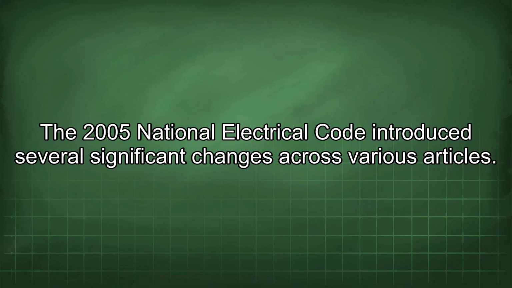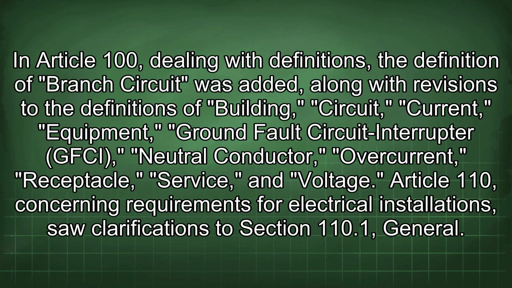2005 National Electrical Code introduced several significant changes across various articles. In Article 100, dealing with definitions, the definition of branch circuit was added, along with revisions to the definitions of building, circuit, current, equipment, ground fault circuit interrupter, GFCI, neutral conductor, overcurrent, receptacle, service, and voltage.